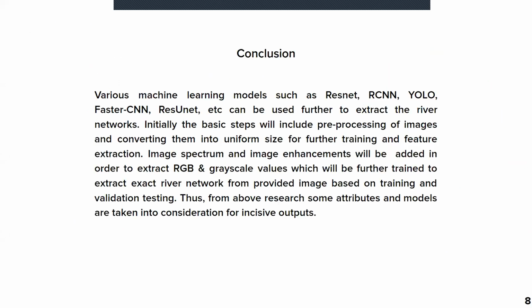So various machine learning models such as ResNet, RCNN, YOLO, Faster RCNN, ResUnet can be further used to extract river networks. So basically, as I said, the initial steps would be pre-processing of images, converting them to uniform sizes for training and feature extraction, then applying RGB and grayscale spectrum, which would give us a better accuracy for image segmentation, through which global thresholding values, that is the binary values of 0 and 1, could be easily classified, which would result in better accuracy for us. So from the above research, some attributes and models are being taken into consideration for incisive outputs.